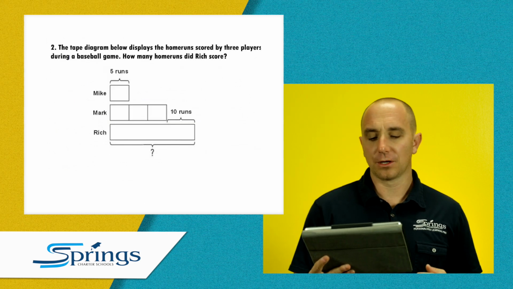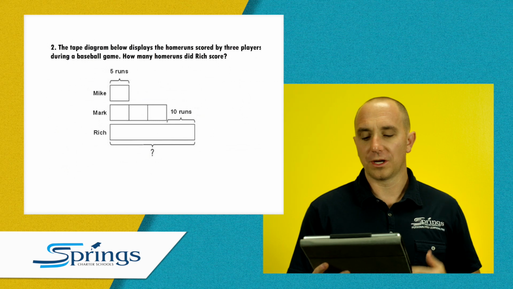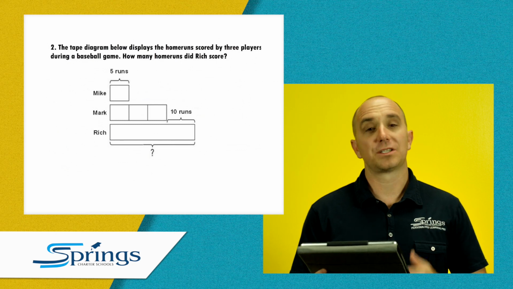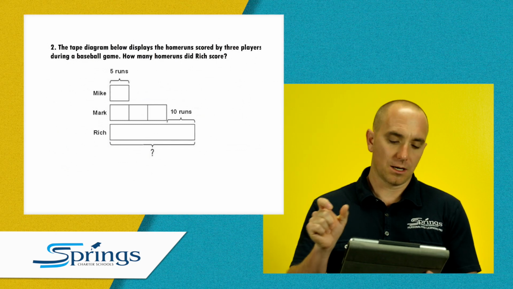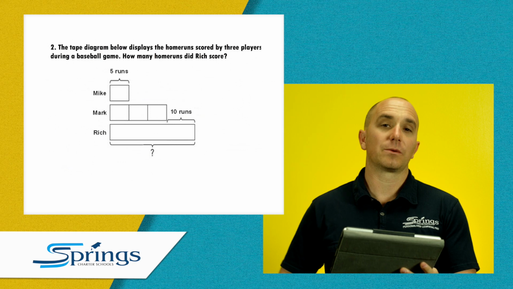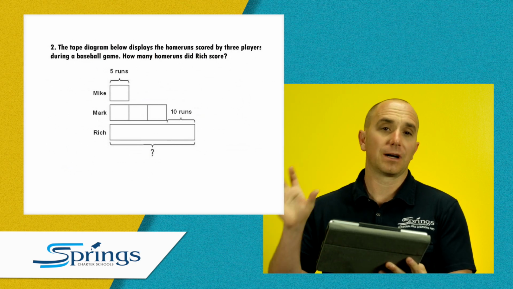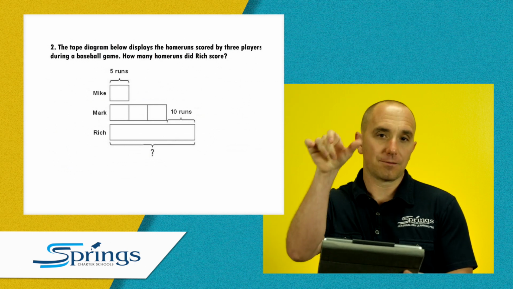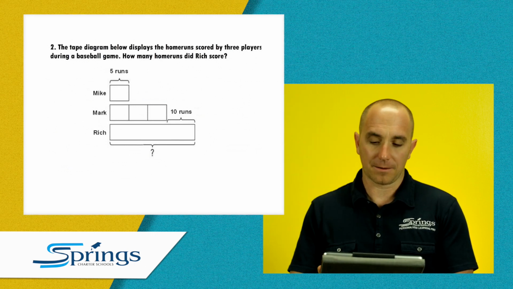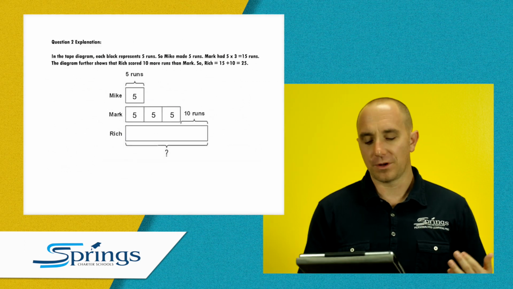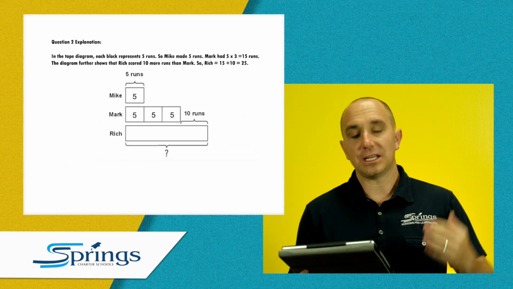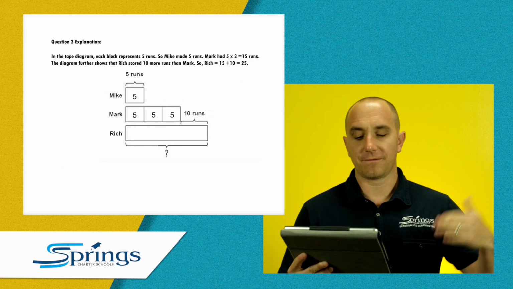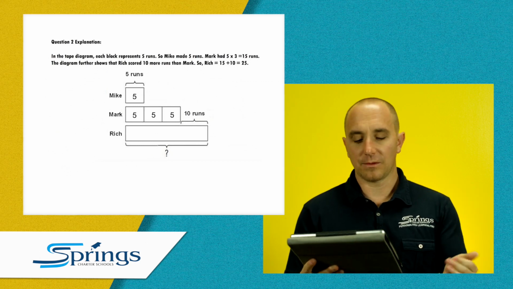The tape diagram below displays the home runs scored by 3 players during a baseball game. How many home runs did Rich score? You can see here we have a block for Mike, 3 blocks for Mark, and then just 1 large block for Rich. We have to figure out how many Rich scored. It shows that we have 5 runs in that first block for Mike. Keep that in mind. If we're going to fill it out, we want to put a 5 in each of those blocks. So we have 5 runs for Mike, 15 for Mark, and then we have to figure out how many Rich scored.